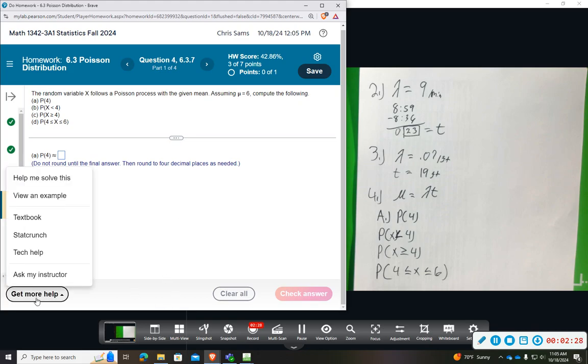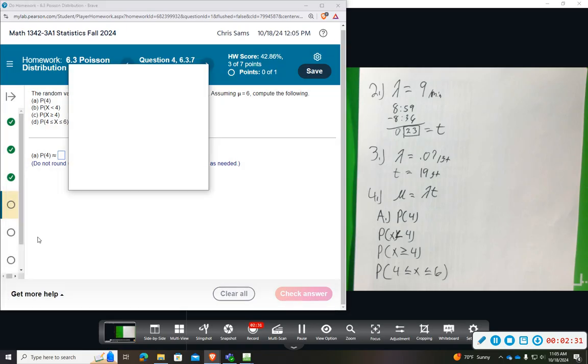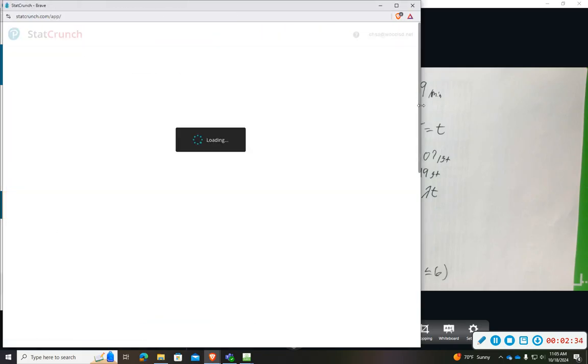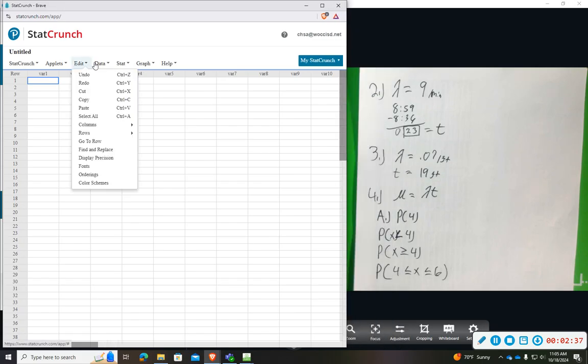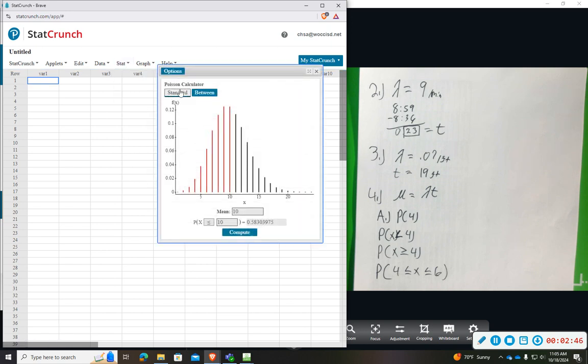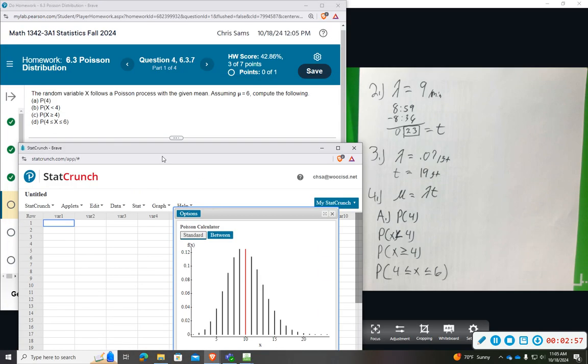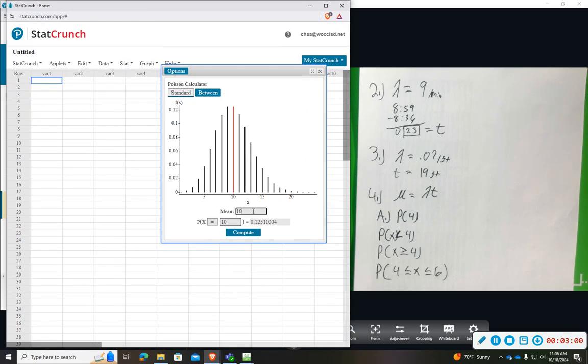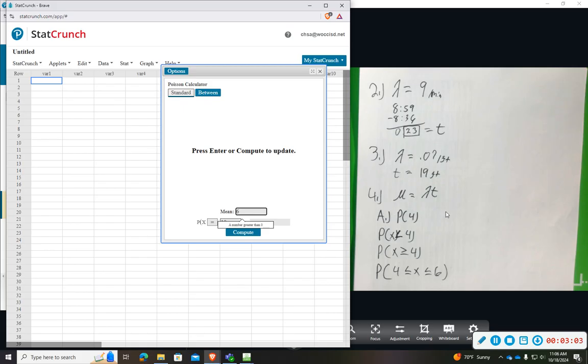So we're going to go to StatCrunch. Go to Stat, Calculators, and then we're going to go down to the Poisson. So you have a standard, you have between, and then down here you have different options. So the first one we want to do is equal to. The mean for this problem was 6. Okay, so I wrote that. The mean is 6. And we want to find equal to 4.